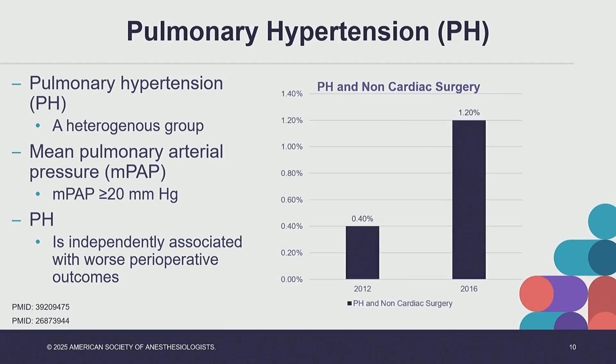And if you look at this graph, you see that over time, the prevalence of patients undergoing non-cardiac surgery who have pulmonary hypertension is increasing. And I think this, unfortunately, will continue to rise because of the aging population and longer life expectancy.